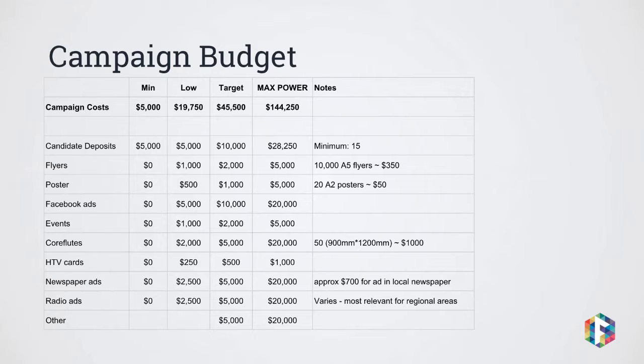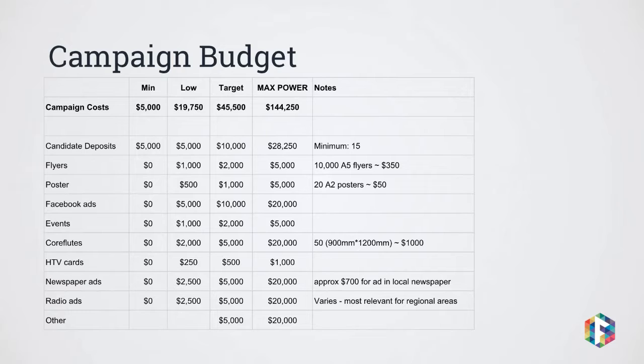Then other significant costs throughout the campaign are in relation to promotional materials, flyers, posters, Facebook ads, core flutes, newspaper ads. It's simply a matter of how much money you can raise and how you think you can best allocate it during a campaign. But those are just very provisional figures, just designed to give people an idea of the different types of figures and kind of what's possible with different amounts.